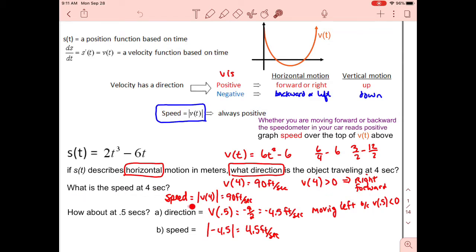What is the speed at 4 seconds? That'll be the absolute value of the velocity. The absolute value of 90 is 90. It's a positive number already. So 90 feet per second is the speed.